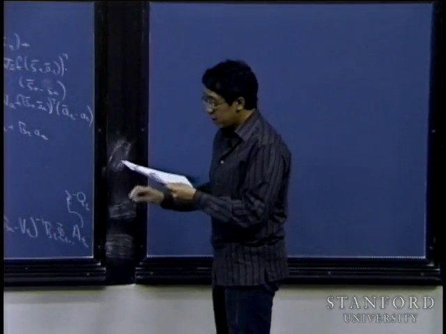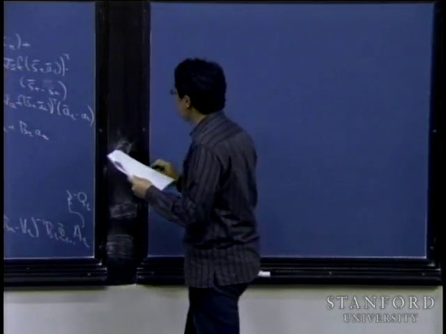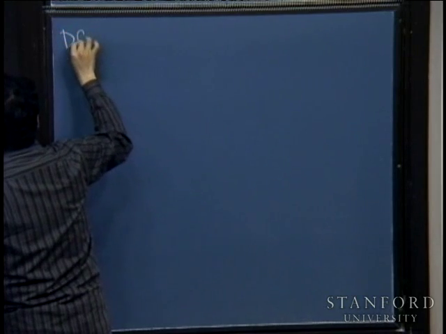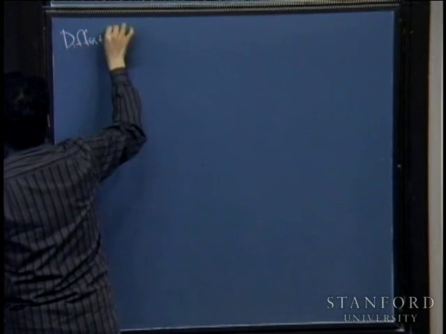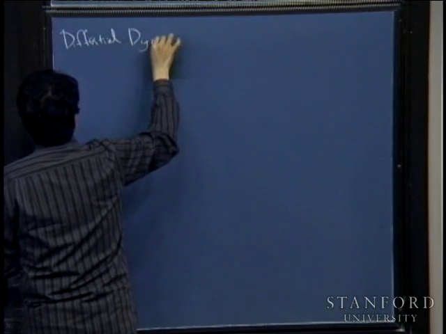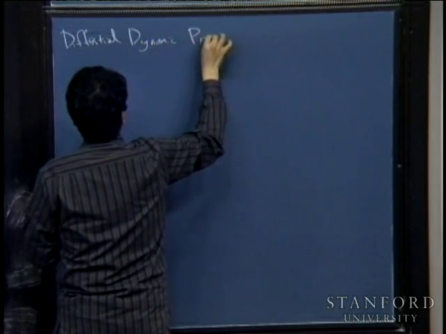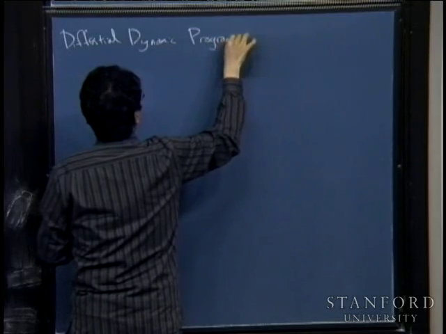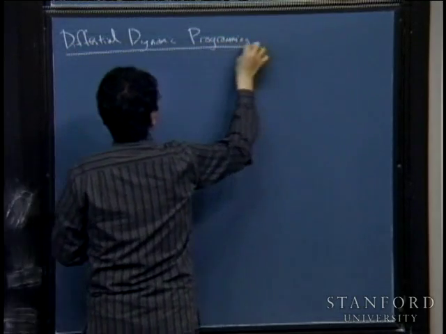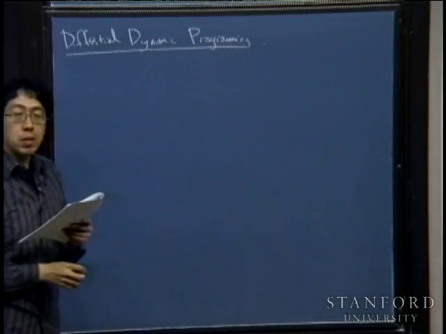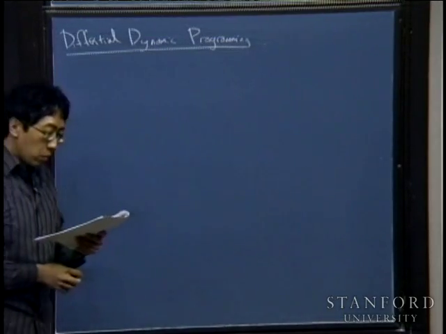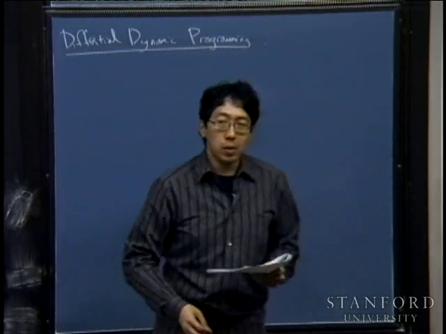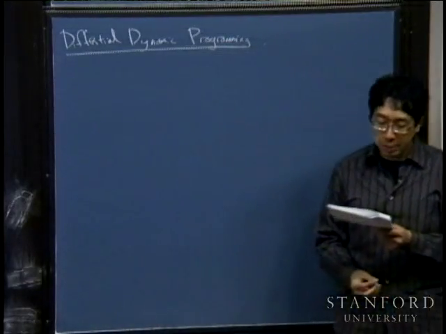Okay. So let's put this aside for now. What I want to do now is tell you about one specific way of applying LQR that's called differential dynamic programming.